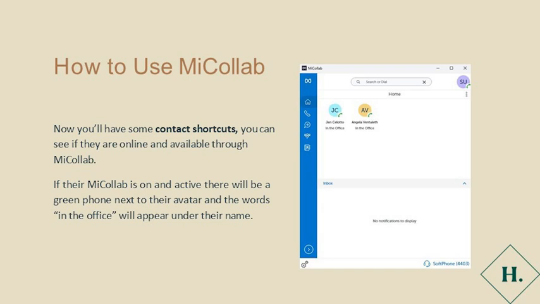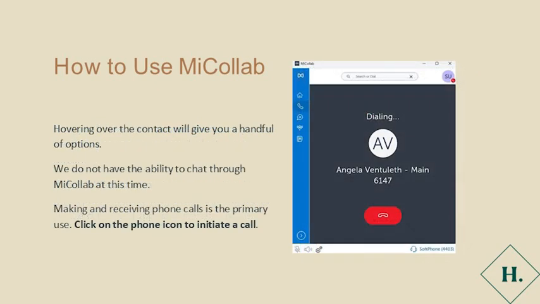If their MyCollab is on and active, there will be a green phone next to their avatar, and the words "In the office" will appear under their name. Hovering over the contact will give you a handful of options. We do not have the ability to chat through MyCollab at this time. Making and receiving phone calls is the primary use. Click on the phone icon to initiate a call.